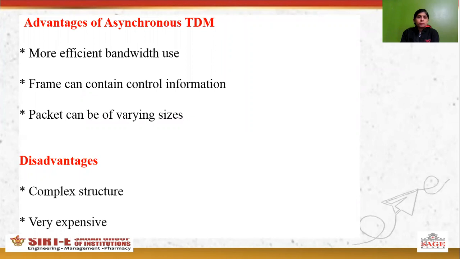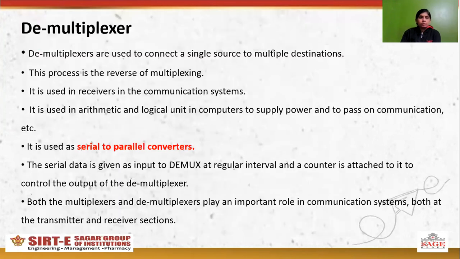Advantages of asynchronous time division multiplexing: more efficient bandwidth use, frames can contain control information, and packets can be of varying sizes. But the biggest disadvantage of asynchronous time division multiplexing is that it has a complex structure and is very expensive in comparison with synchronous time division multiplexing.